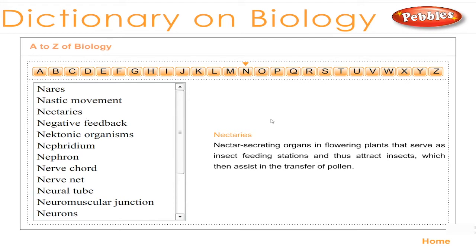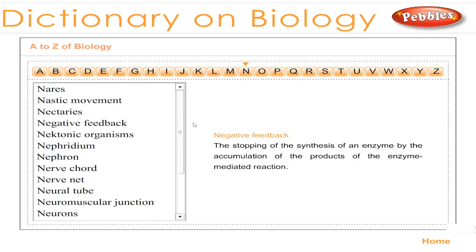Nectaries, nectar-secreting organs in flowering plants that serve as insect feeding stations and thus attract insects, which then assist in the transfer of pollen. Negative feedback, the stopping of the synthesis of an enzyme by the accumulation of the products of the enzyme-mediated reaction.